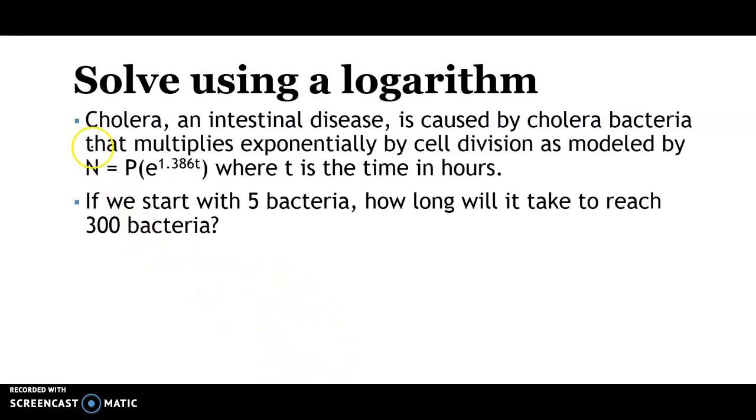So knowing a bit about the NPAT formula, we know that N stands for the number of bacteria, and so this is 300. We know that P stands for the starting amount, which is 5. And then the rest of the formula is given to us. We are told T is hours. We're asked how long, so we're going to try to figure out that time.